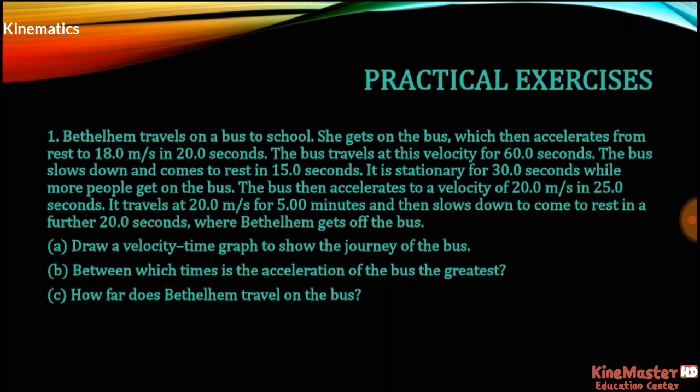While more people get on, the bus then accelerates to a velocity of 20 meters per second in 25 seconds. It travels at 20 meters per second for 5 minutes, and then slows down to come to rest in a further 20 seconds, where Bethlehem gets off the bus. Draw a velocity time graph to show the journey of the bus. Between which times is the acceleration of the bus the greatest? How far does Bethlehem travel on the bus?